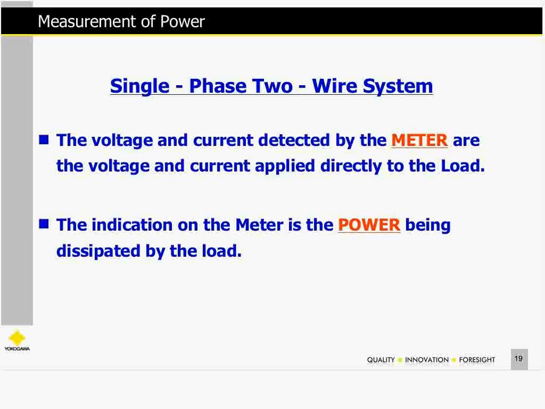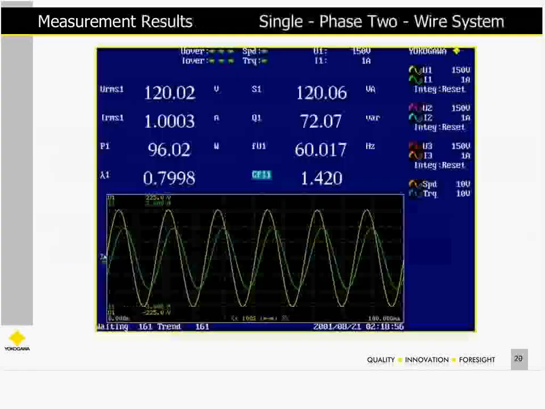So in a single phase, 2-wire system, the voltage and the current detected by the meter are the voltage and current applied directly to the load. And this indicates the power that's being dissipated by the load. Now this power meter could be an analog wattmeter, could be a digital power meter, could be the scope. It's the same idea.